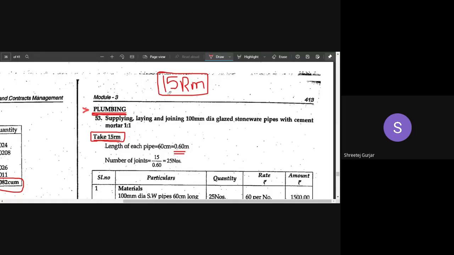So 15 divided by the length of each pipe, that is 0.6, will give you the total number of pipes that are required. So 25 number of pipes are required for 15 running meters of work. If you want to do 15 running meters of work, you require 25 pipes of 0.6 meter length each. Okay, so in this fashion, you can calculate the number of pipes that are required.